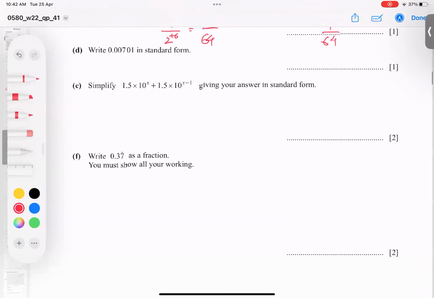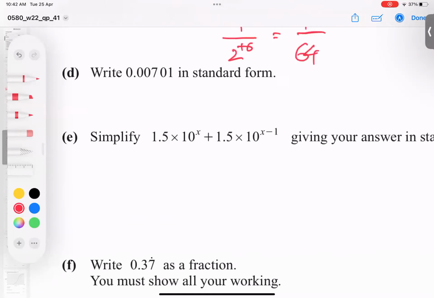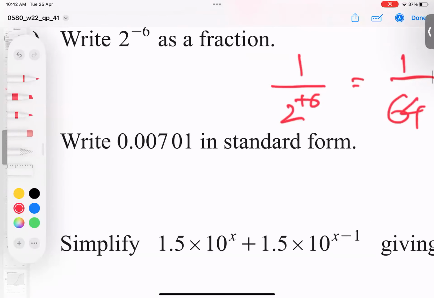Okay, next question. We have a standard form. What is the basic criteria of standard form? The decimal must be placed from the left side after the first non-zero digit. So how many jumps? 1, 2, and 3 jumps. So 3 means 10 to power negative 3, and 7.01.